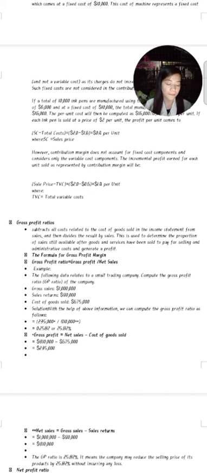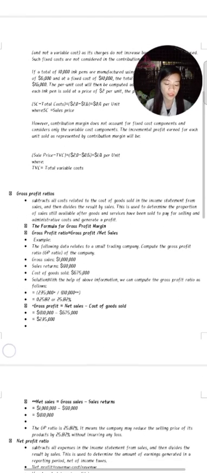It means that the company may reduce the selling price of its product by 25.82% without incurring any loss.